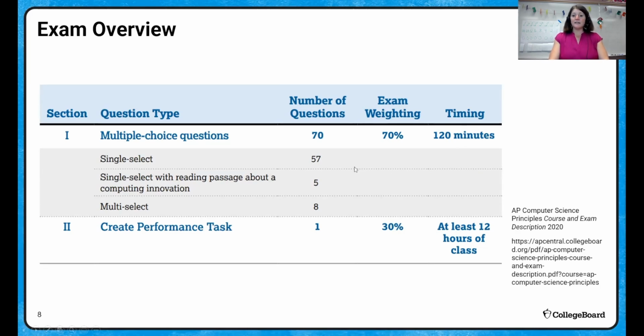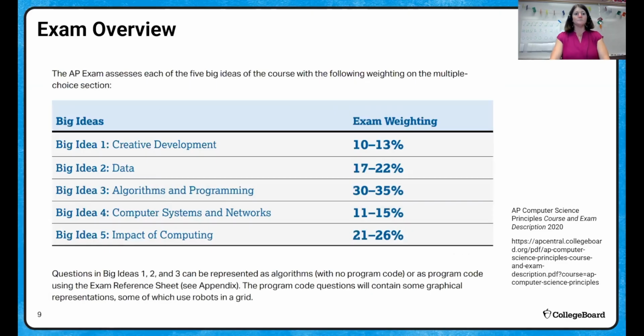There are 57 single select. There are 5 single select that go with a passage. And then there are 8 multiple select. So you will select 2 answers for those questions. So 120 minutes, so 2 hours for 70 multiple choice questions is what you'll have for the multiple choice exam.